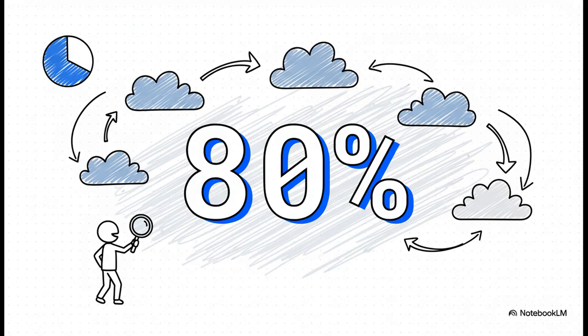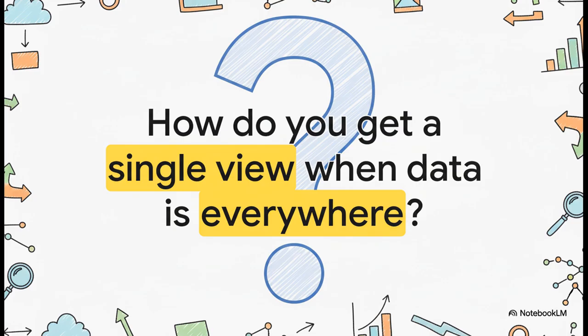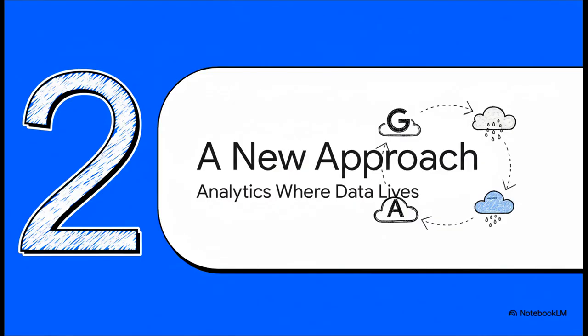And let's be clear, this is not some niche issue. A whopping 80% of enterprises are using more than one cloud provider. It's not the exception anymore, it's the standard way of doing business. So that brings us to the million-dollar question, doesn't it? How on earth are you supposed to get a single coherent picture of your business when your data is scattered all over the place? Well, the answer means we have to flip the old way of thinking on its head.